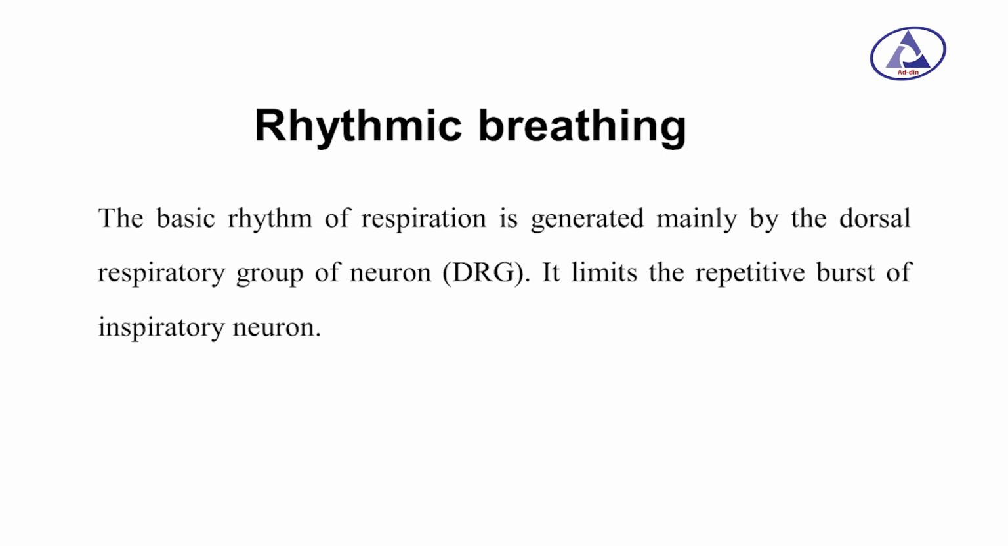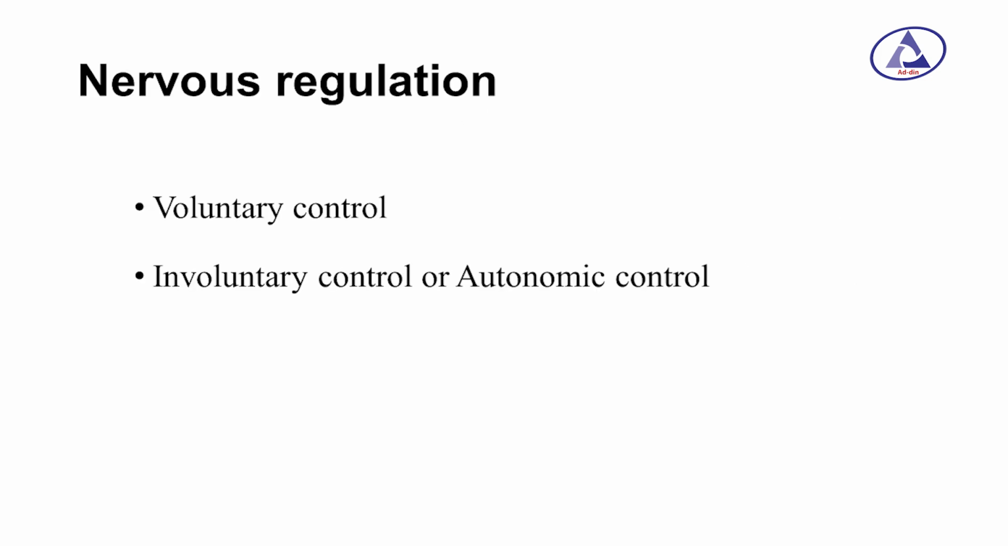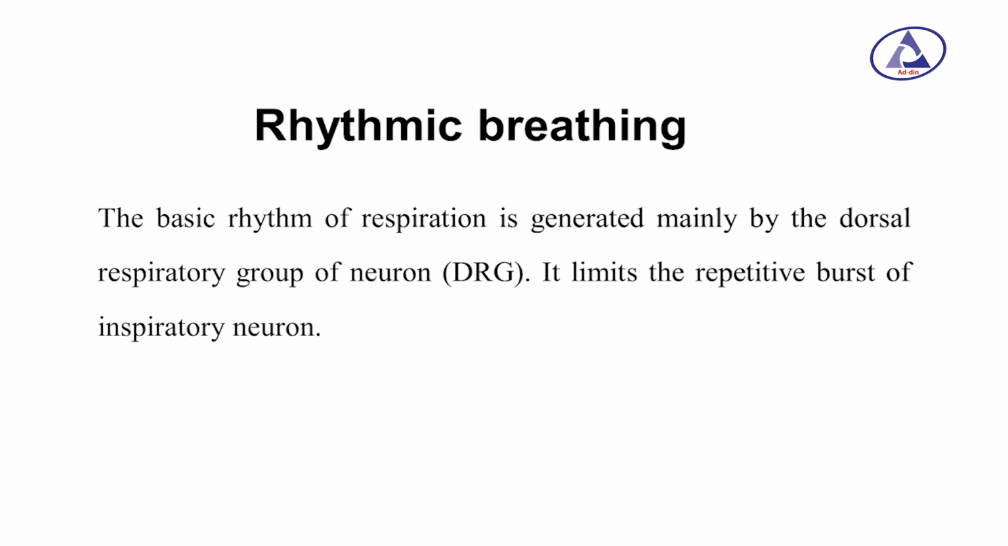What is rhythmic breathing? Look, we can divide breathing regulation into two parts. One is chemical regulation and the other is nervous regulation. But rhythmic breathing is nothing but the neural regulation or nervous regulation. Okay? Rhythmic breathing is the basic rhythm of respiration, which is generated mainly by the dorsal group of neurons, and it limits the repetitive bursts of inspiratory neurons.